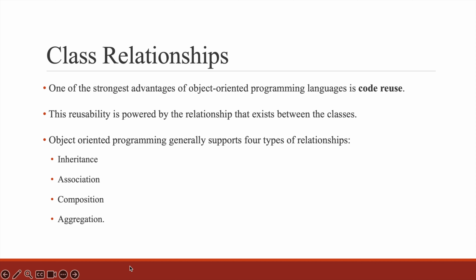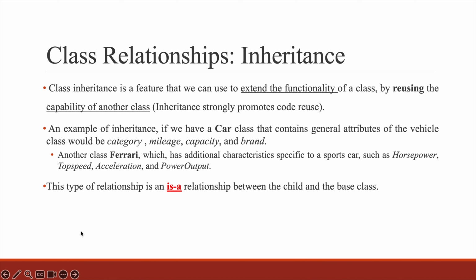In object-oriented programming, we generally have 4 types of relationship, and we will go through them one by one. We will start with inheritance, and then association, composition, and finally aggregation. In class inheritance, it means that we have a hierarchy of classes.